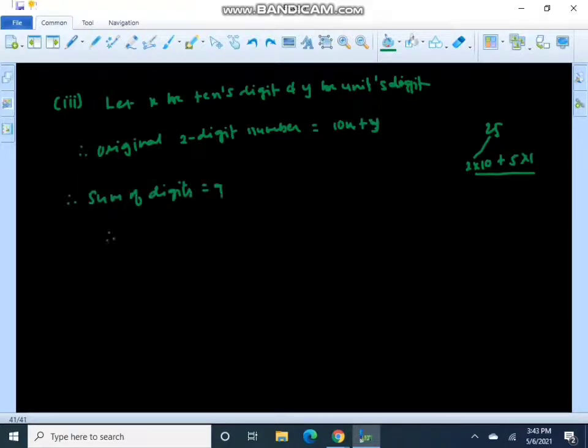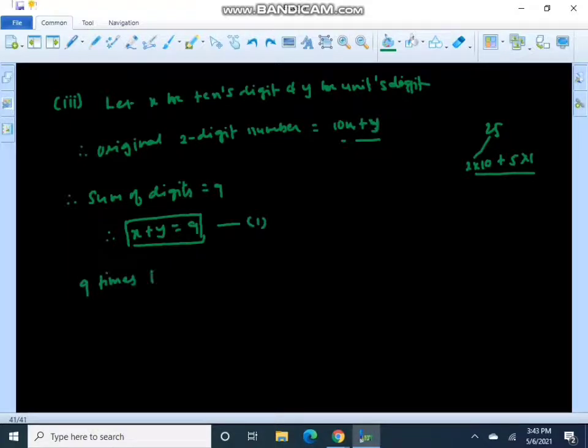So the two digits are x and y, so their sum, that is x plus y, is equal to 9. This is equation 1. Okay, ये सीधा equation 1 हमको मिल गया है. Now second statement. Also 9 times this number is twice the number obtained by reversing the digits. This number means original number का 9 times.